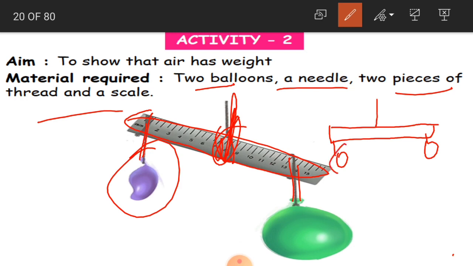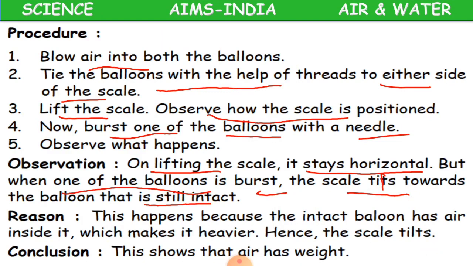So after we have burst one particular balloon, what happens? It's going to tilt, in the sense it's just going to bend towards the other balloon, which is with air. So this is the tilting position. Clear, children? This is what happens, and it is towards the balloon which is still intact, still having the air inside it. The reason is that the intact balloon has air inside it, which makes it heavier. What we learned is that air has weight. So this proves that this balloon which is filled has weight and is heavier. That is why the scale is tilted towards this particular balloon.